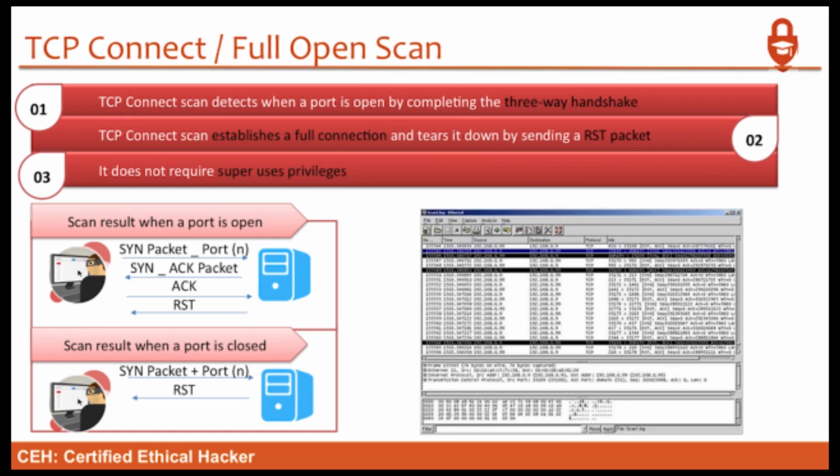So you send a SYN, they send a SYN plus an ACK, and then you send an ACK back, and that completes the three-way handshake. So the TCP Connect scan establishes a full connection and tears it down by sending a reset packet. It does not require superuser privileges. This is just anybody from the wide open can connect.